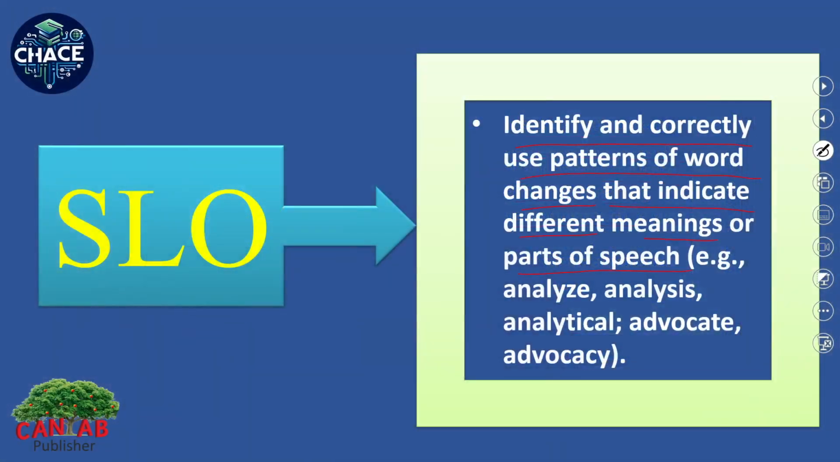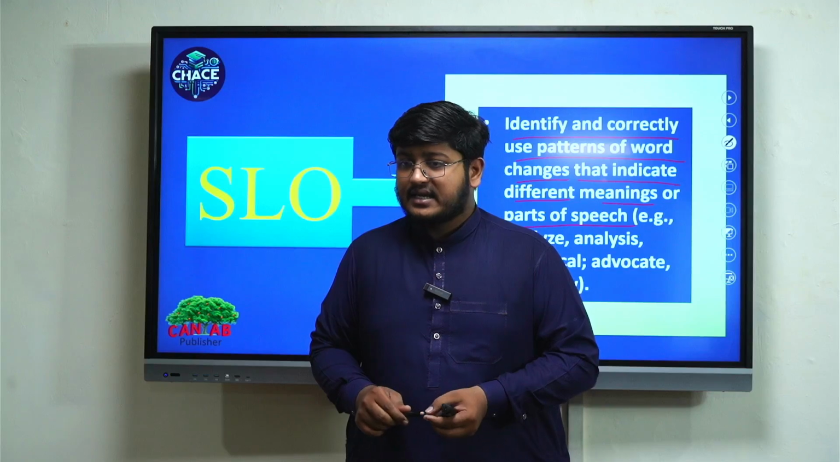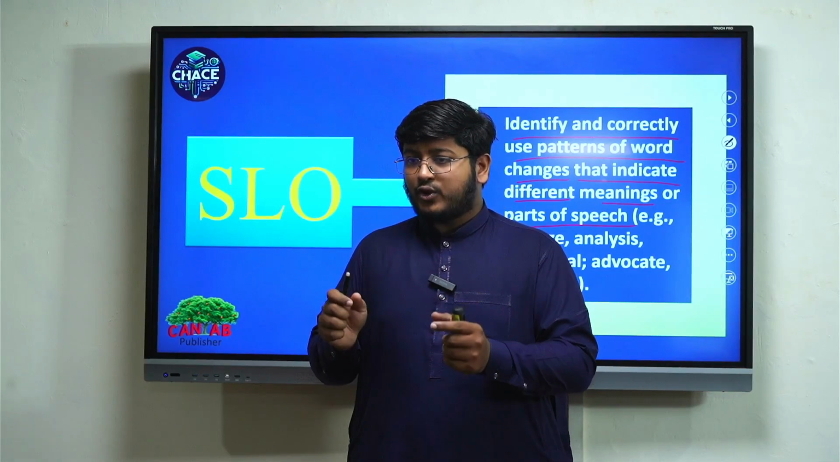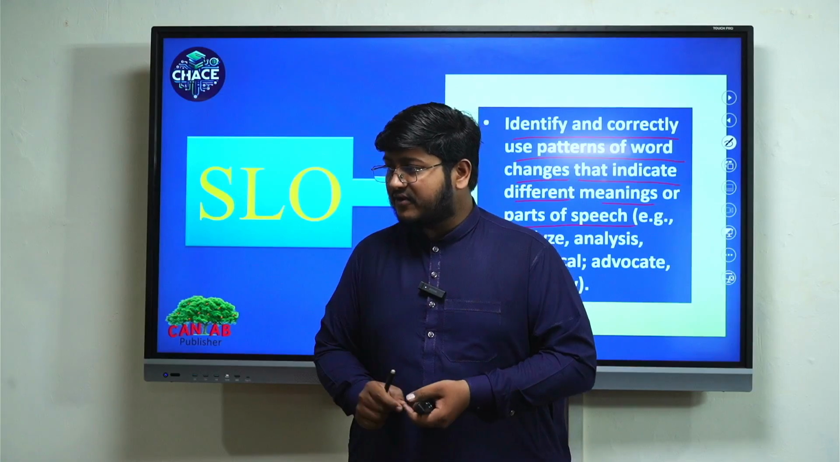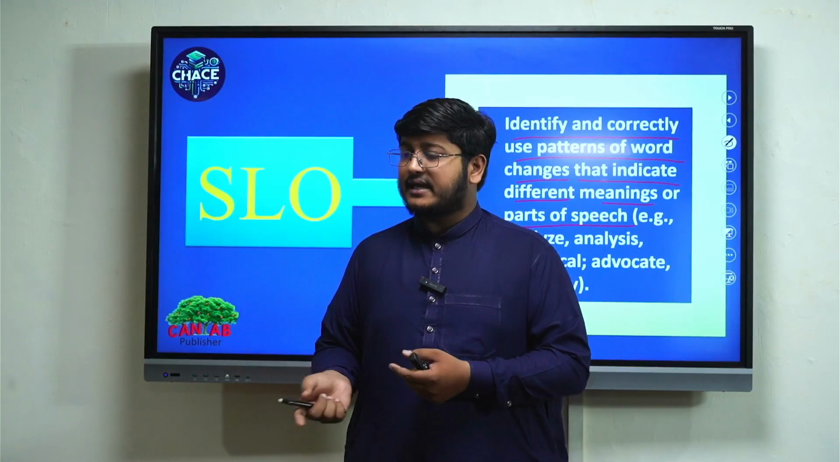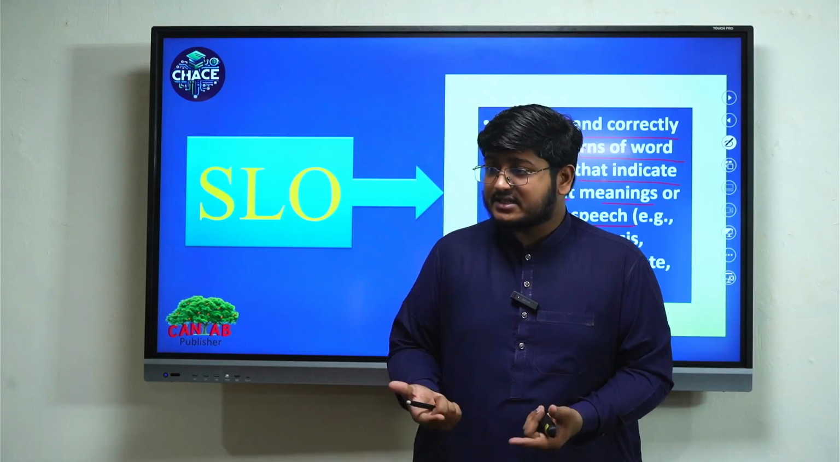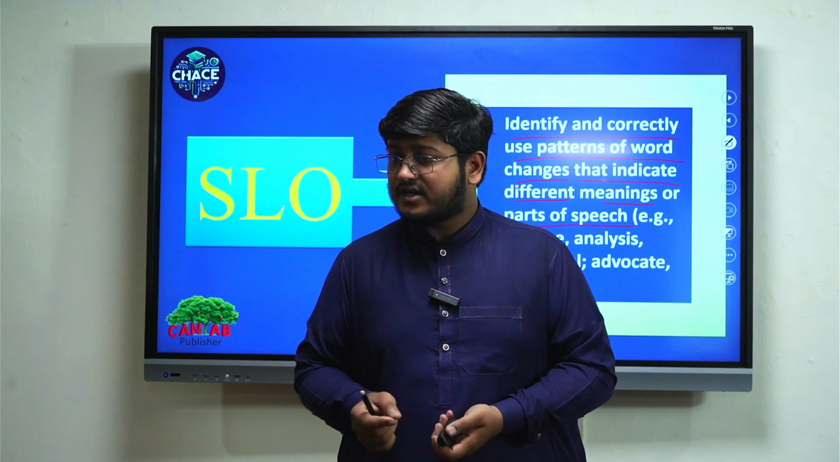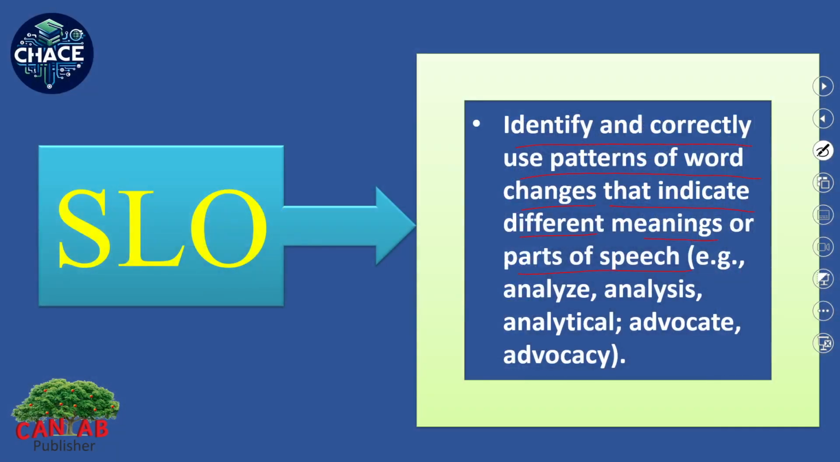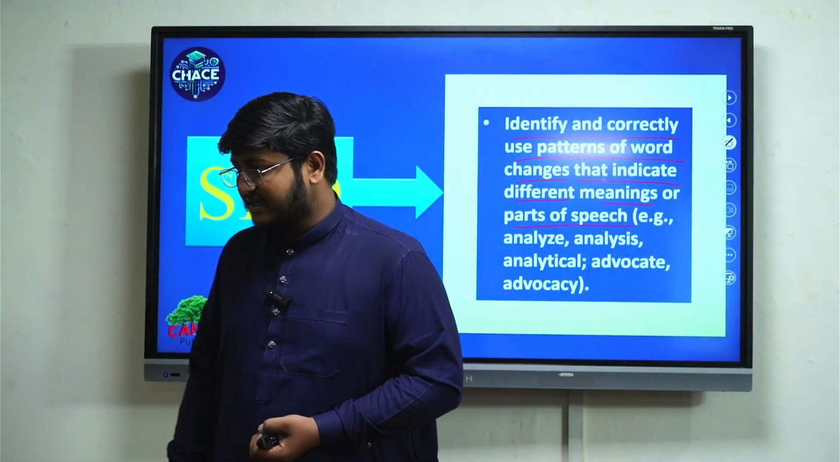Like the verb, if it is in the second form, if it is in the third form, or if it is in the participle form, we are not talking about those word changes. We are talking about that if a word is a noun and we add or subtract any alphabet in that word, then that word becomes an adjective or an adverb or a verb. Is that clear? So today we have to discuss such types of word changes, such types of pattern change in the words. Is that clear?